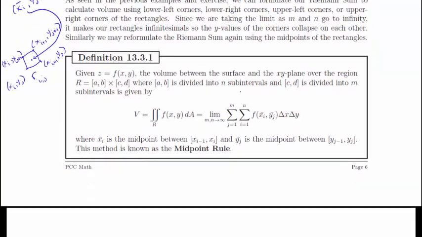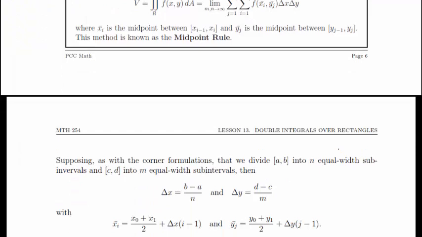So definition 13.3.1, given z equals f of x comma y, the volume between the surface and the xy plane over the region R equals a to b in the x direction and c to d in the y direction, where a to b is divided into n subintervals and c to d is divided into m subintervals, is given by the volume equals the double integral over the region of f of x comma y with respect to capital A, the area, equals the limit as m and n go to infinity of the sum from j equals 1 to m and i equals 1 to n of f of x sub i bar, comma y sub j bar times delta x delta y, where x sub i bar is the midpoint between x sub i minus 1 and x sub i, and y sub j bar is the midpoint between y sub j minus 1 and y sub j. This method is known as the midpoint rule.